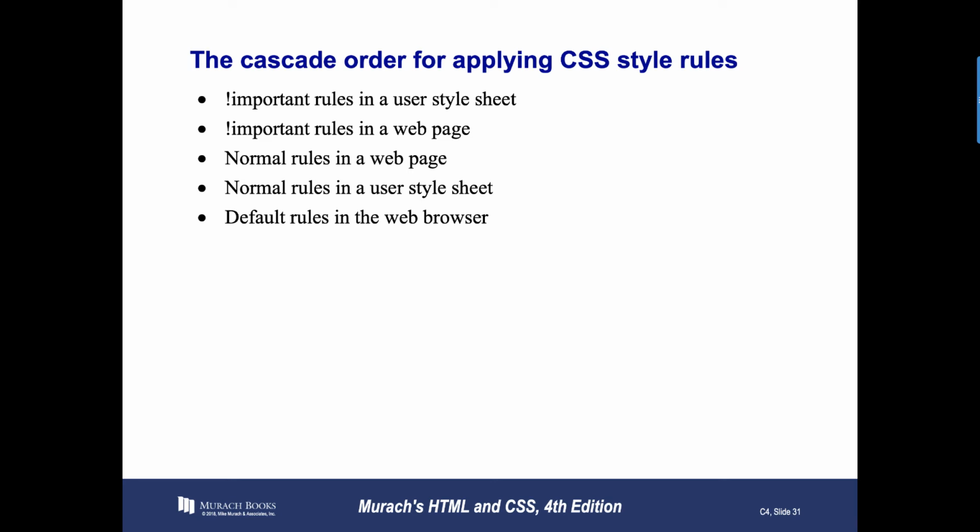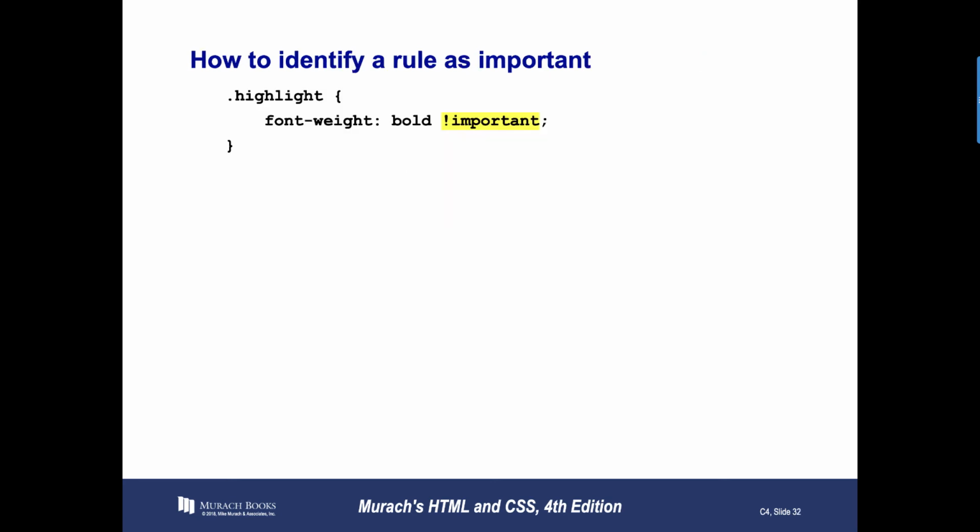And then the normal rules in a web page, and then the normal rules in your style sheet. So all these things get applied, and the default rules in a web browser. So your web browser has rules for displaying paragraphs and H1s, right? Certain browsers have their own rules, and then you have your style sheet, etc. So just know that there's a lot of different things that go into play when you're coding your CSS.